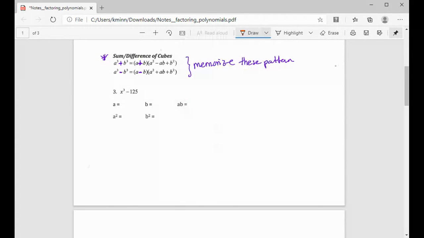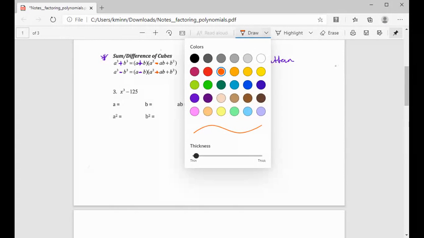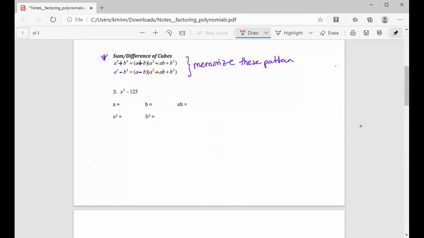You notice the second sign is the opposite, right? The original was a plus, that becomes a minus. The original was a minus, this is now a plus. And then the last term will always be positive no matter what. So that pattern: the first sign is the same, the second is opposite, and the last is always positive.